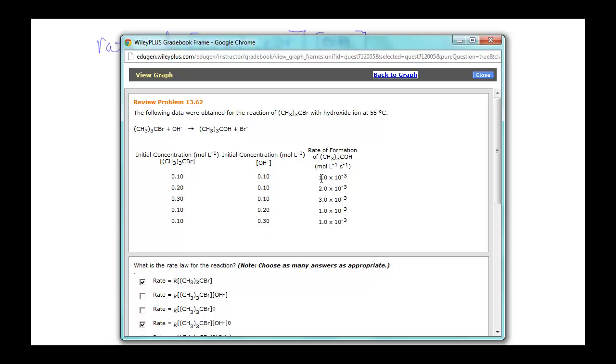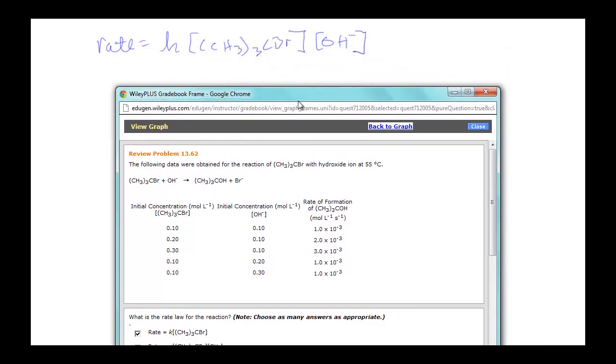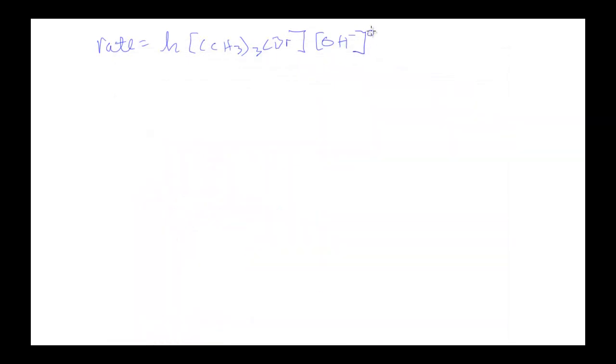And what happens to the rate? Well, we see that this one is 1 times 10 to the minus 3. If we double the concentration of hydroxide ion, the rate is still 1 times 10 to the minus 3. If we triple the concentration of the hydroxide ion, we still get a rate of 1 times 10 to the minus 3. So what that tells us is that the rate is independent of the hydroxide ion concentration. So the exponent for the OH minus is going to be 0. Okay?